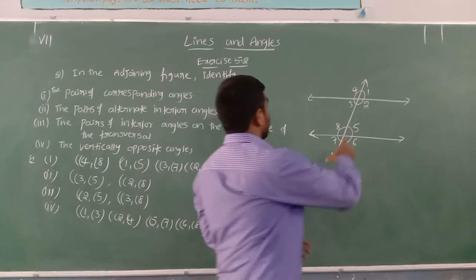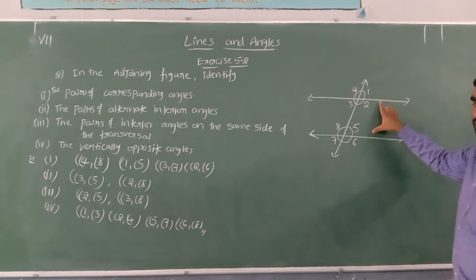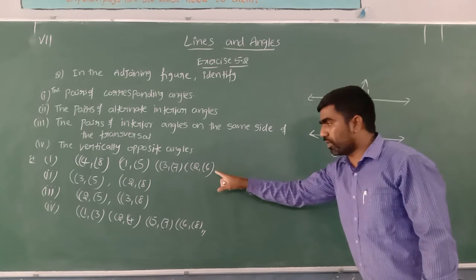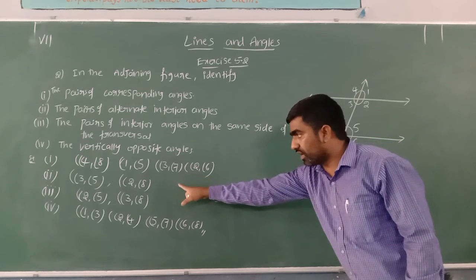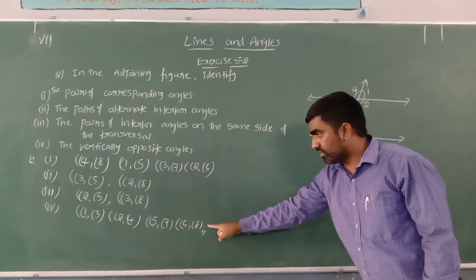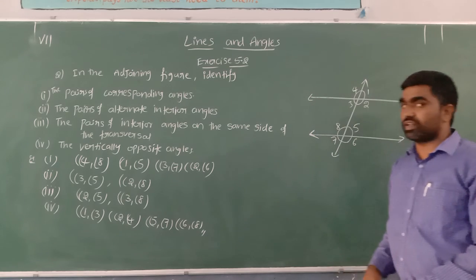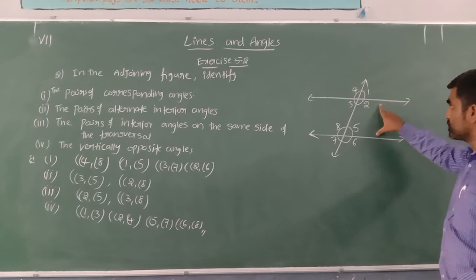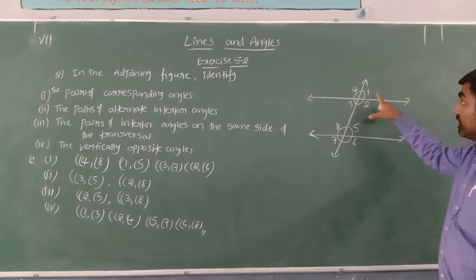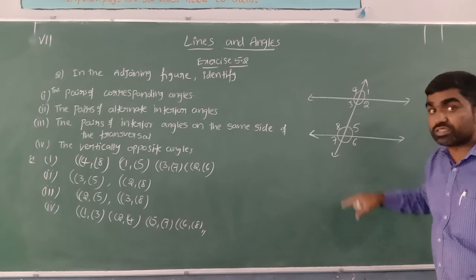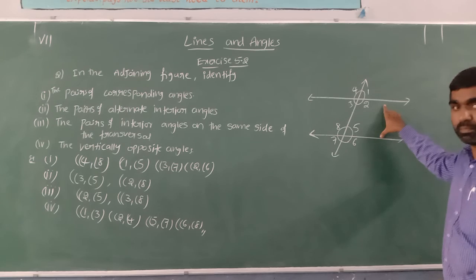Make sure that only when these two lines are parallel can we say that corresponding angles are equal and alternate angles are equal. Vertically opposite angles are equal even if the two lines are not parallel, but corresponding and alternate angles are equal only when these two lines are parallel.